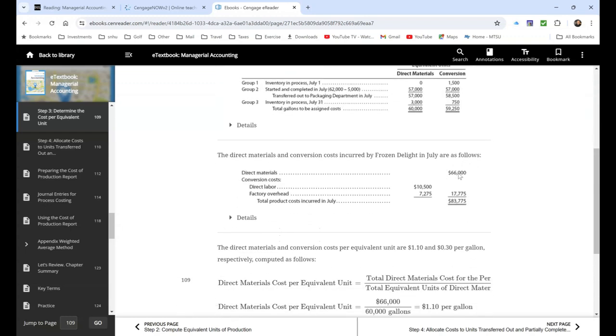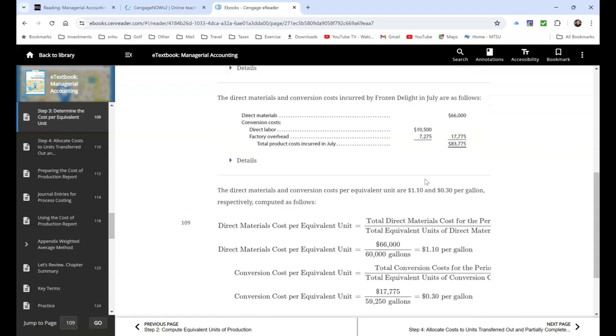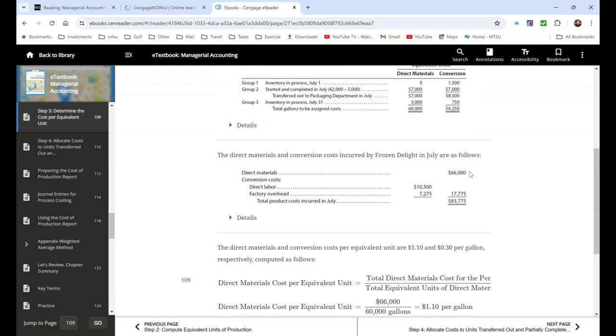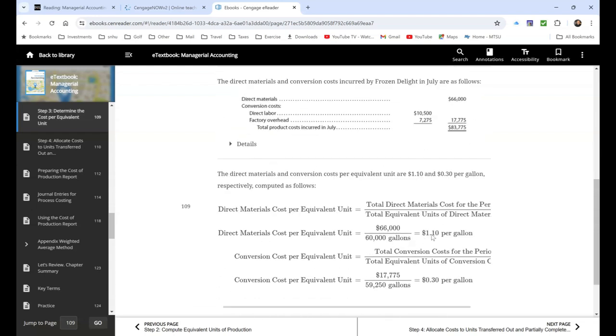So we've got direct material cost of 66,000. We've got direct labor of 10,500. We've got factory overhead of 72,750. So this 17,750, we are going to divide by the equivalent units and assign that cost to each unit. So we've got $1.10. That's 66,000 divided by 60,000 gallons. So we're going to attach $1.10 for materials to each unit.